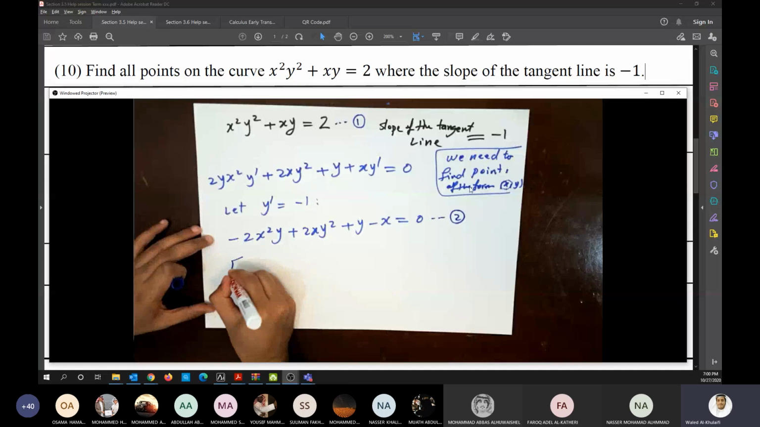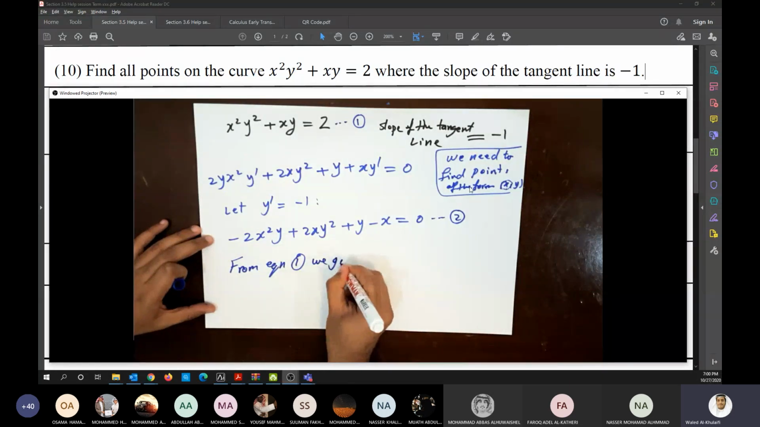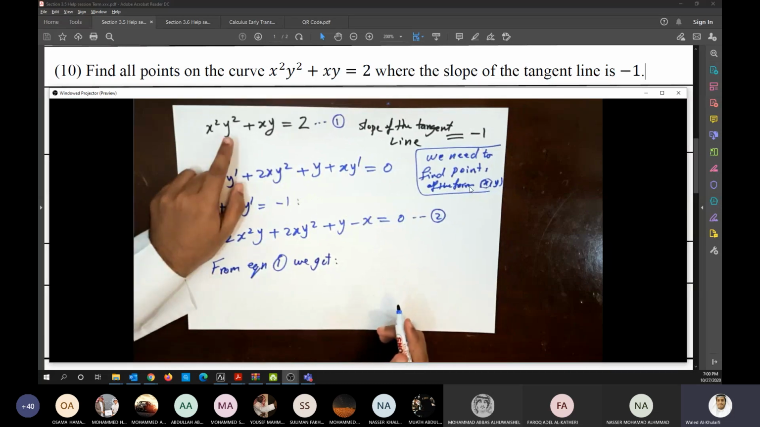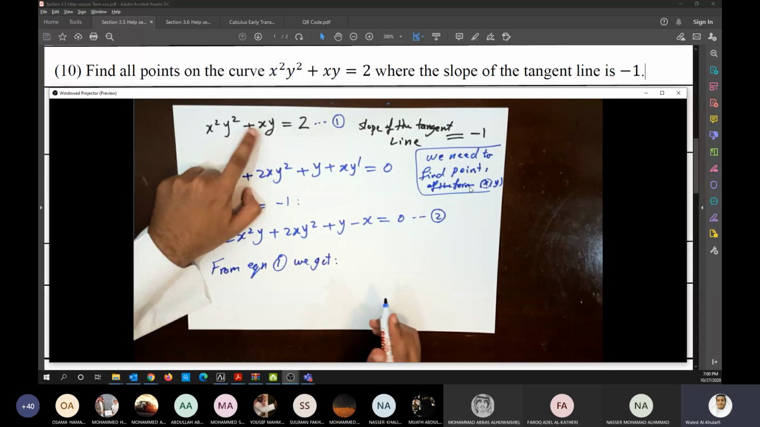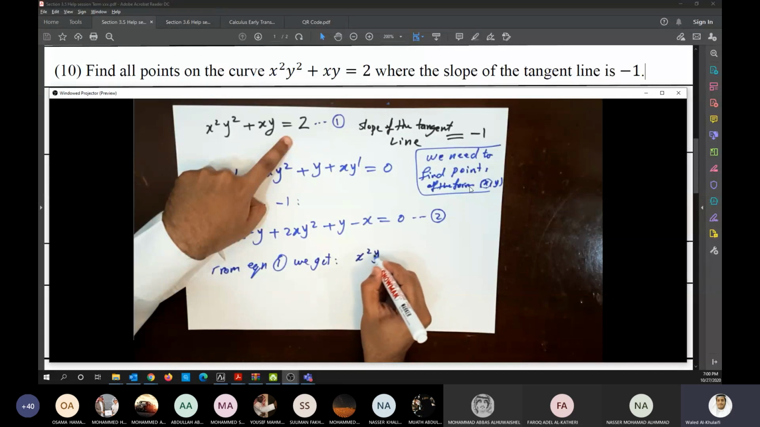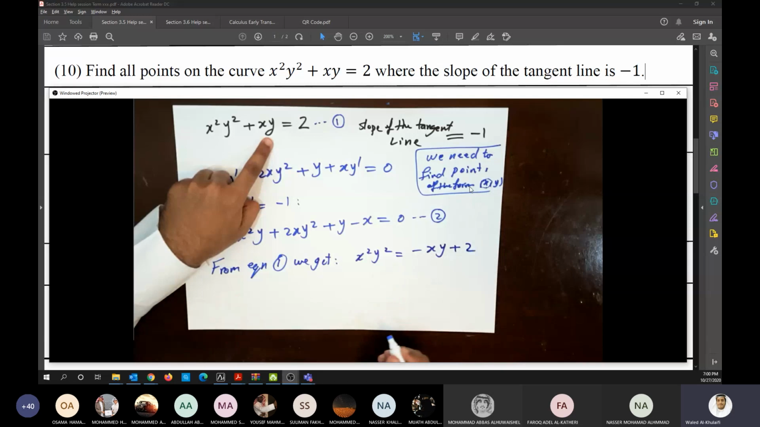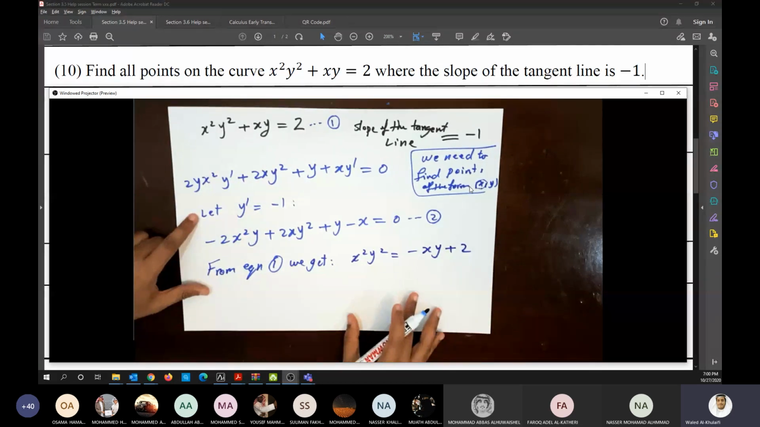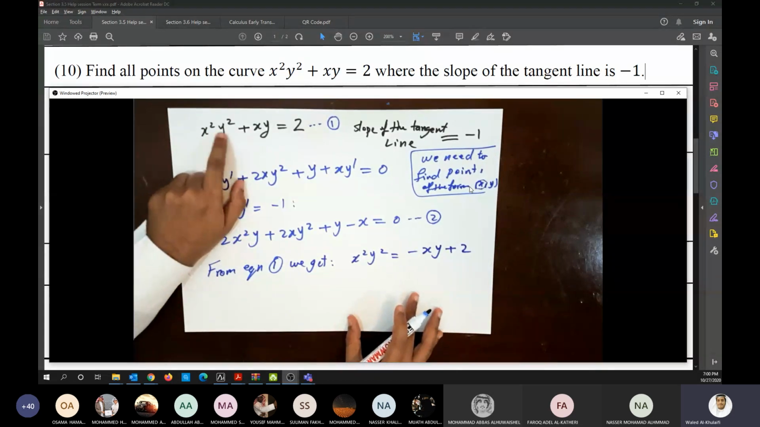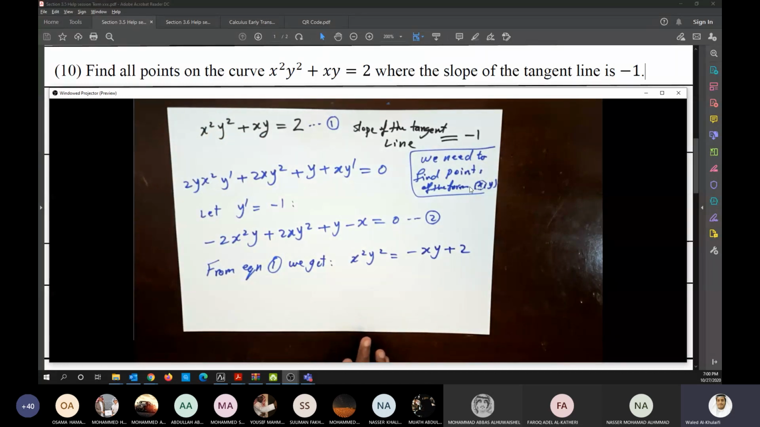So from equation 1 we get, let's take x squared y, let's say x squared y squared equals minus xy. Okay, sorry, plus 2. Now the problem here is that you see there is a square on one of them here. There is a square on one of them here. So what do you think? What should we do here? I don't think that we can just simply take it to the other side and that's it.